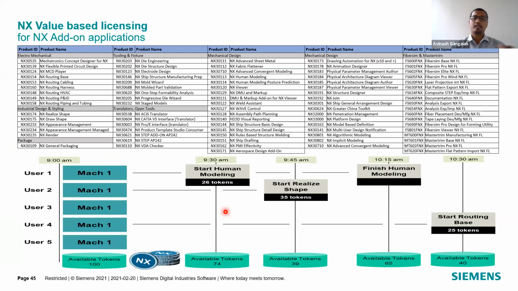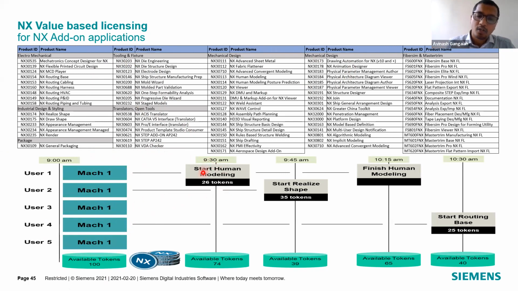So let me show you and run you through this slide. Do not worry about what is shown at the top, but let's concentrate on the bottom part of the slide. Let's say your engineering team, about 5 of them, start with base capabilities of NX, and then you start with about 100 tokens, right? And at 9:30 in the morning, one of your engineers wants to do something on human modeling. Maybe he wants to get some ergonomic design, everything in place, right?